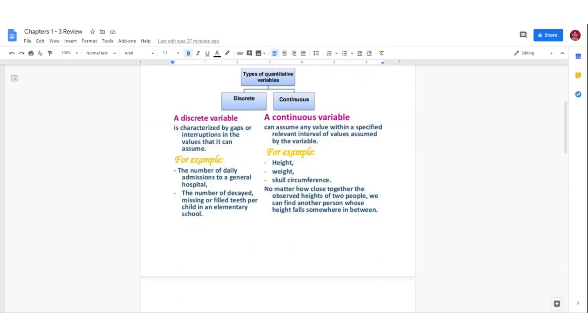Somewhere in between. If you've got somebody that's 62 inches and somebody that's 63 inches, and you're measuring them to an exact value, you're going to find out that there are any number of values in between the two.